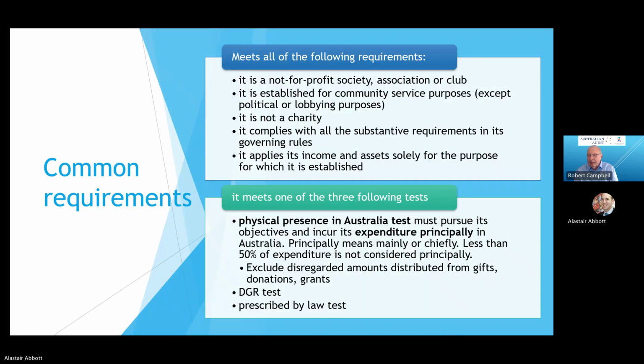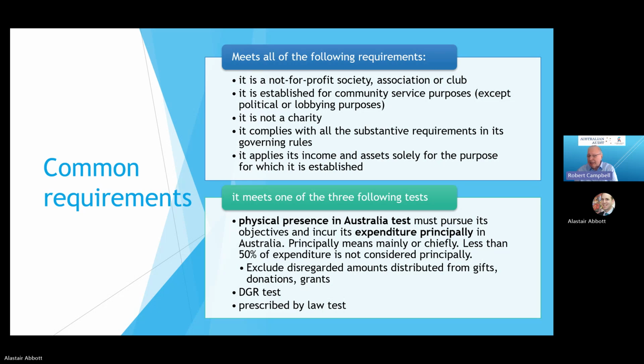So here the rubber hits the road. The common requirements are that they have to meet all of the following requirements. They have to be a not-for-profit society, association or club. They have to be established for community services purposes, except political and lobbying purposes. They cannot be a charity. They have to comply with the substantive requirements of their governing rules.